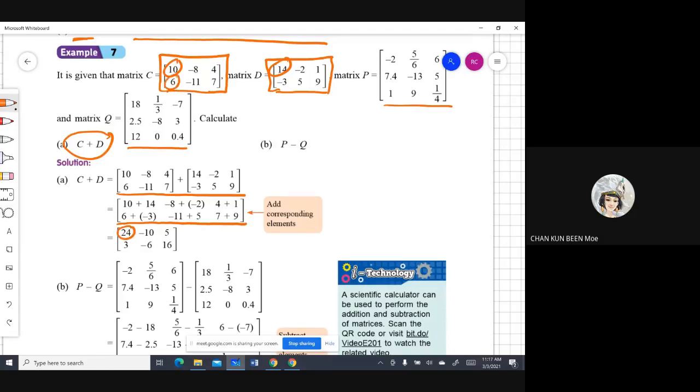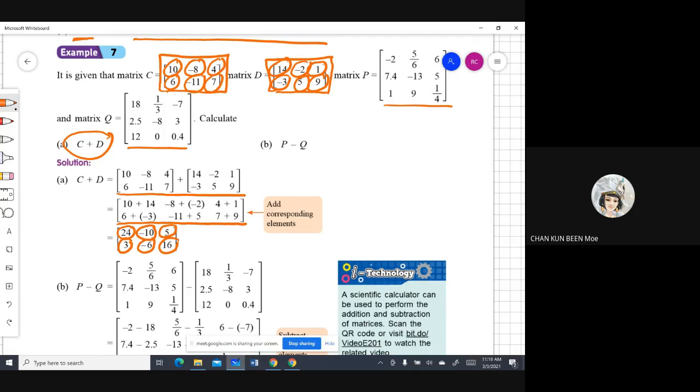Then 6 plus negative 3 is 3. Negative 8 plus negative 2 is negative 10. 4 plus 1 is 5. Negative 11 plus 5 is negative 6. 7 plus 9 is 16.